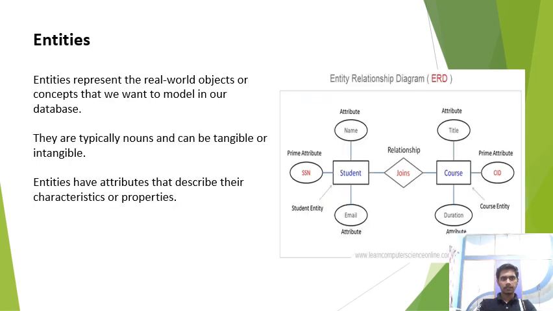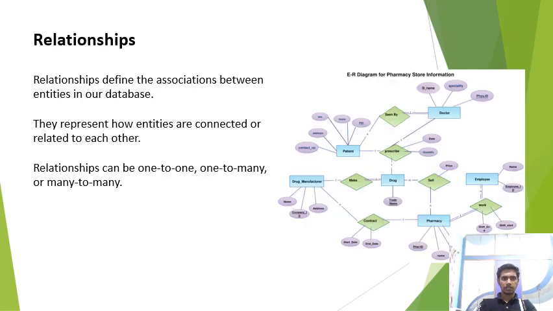Entities. Entities represent the real-world objects or concepts that we want to model in a database. They are typically nouns and can be tangible or intangible. Entities have attributes that describe their characteristics or properties. Relationships. Relationships define the association between entities in a database. They represent how data entities are connected or related to each other. Relationships can be one-to-one, one-to-many, or many-to-many.